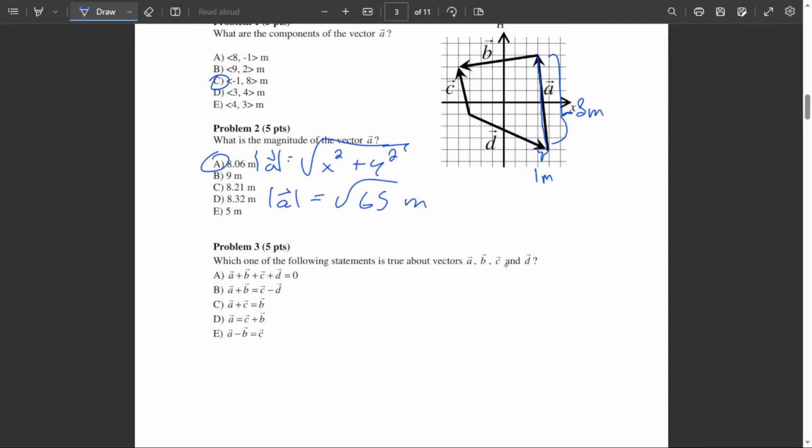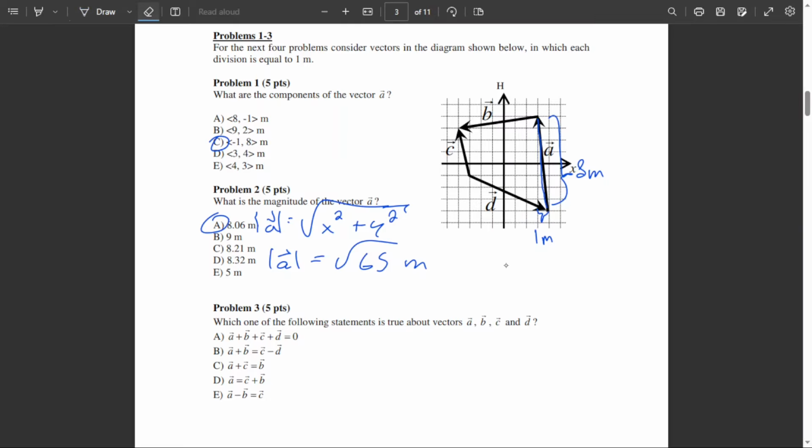Then problem 3. Which of the following statements is true about vectors A, B, C, and D? Then we have a bunch of equations. There's a couple of ways you could do this. You could try to reason it out geometrically. For example, if you look at this first one, all 4 vectors added together equals 0. If that were true, then if you put each of these 4 vectors tip to tail, you would end up at the same place as where you started, because when you add 2 vectors, it is the same thing as putting them tip to tail, and then looking at where that ends you up.